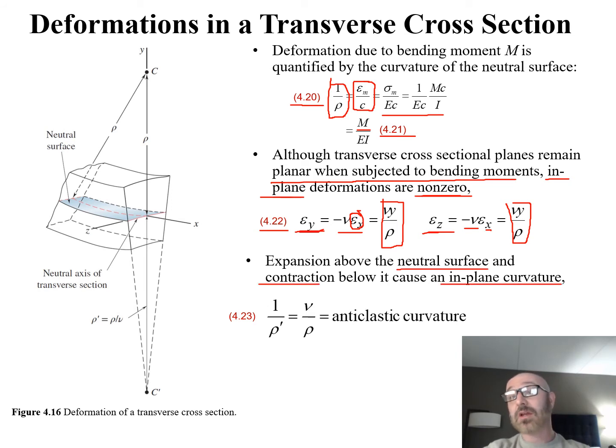which causes an in-plane curvature. When we're talking about curvature, we have this relationship shown in equation 4.23 in our textbook. We have 1 over rho prime, which is equal to Poisson's ratio over rho. And this is what we're calling the anticlastic curvature, from equation 4.23 in our textbook.